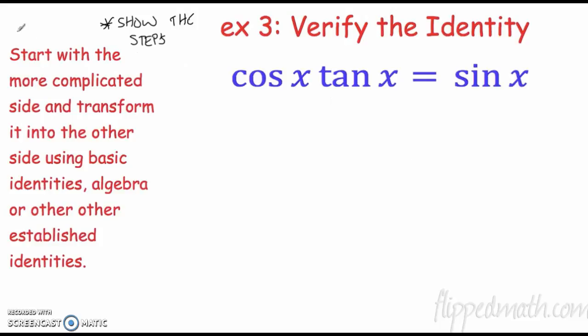Here's tip number 1. Start with the more complicated side and transform it into the other side using basic identities, algebra, or other established identities that we know. Alright, so let's take a look here.